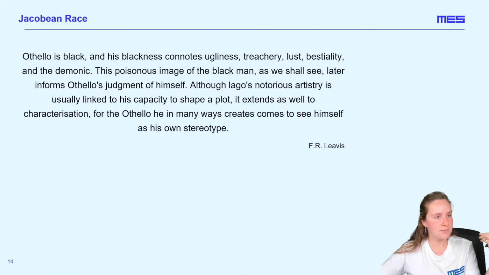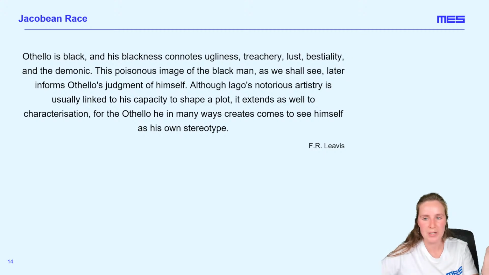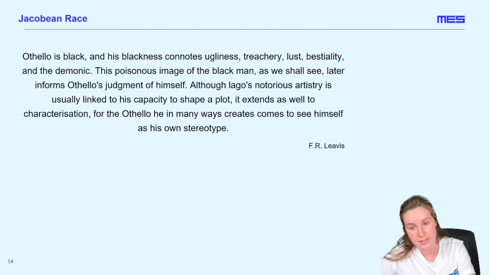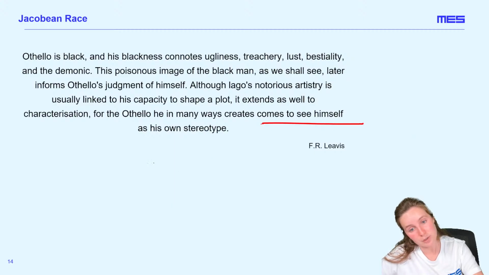F.R. Leavis, famous critic, says Othello is black and his blackness connotes ugliness, treachery, lust, bestiality, and the demonic. This poisonous image of the black man, as we shall see, later informs Othello's judgment of himself. Although Iago's notorious artistry is usually linked to his capacity to shape a plot, it extends as well to characterization. For the Othello he in many ways creates comes to see himself as his own stereotype. And this is the real tragedy, right?